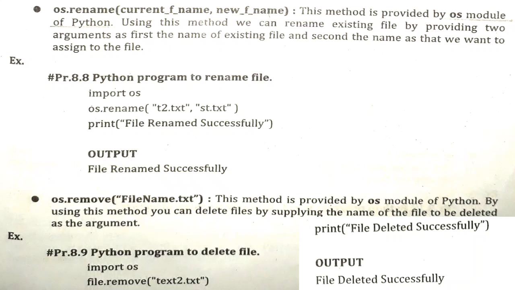Basically this is a file function, we are using it on the .txt file, but it is part of the OS module. This is the reason why we have to import the OS module by writing import os, and the OS module contains the rename method. So we just have to write os.rename within round brackets, within double quotes the name of the current file, that is t2.txt, and I want to change the name of t2.txt to st.txt. After that, we print the message file renamed successfully.